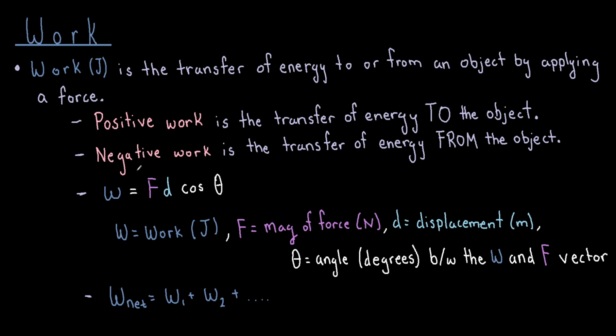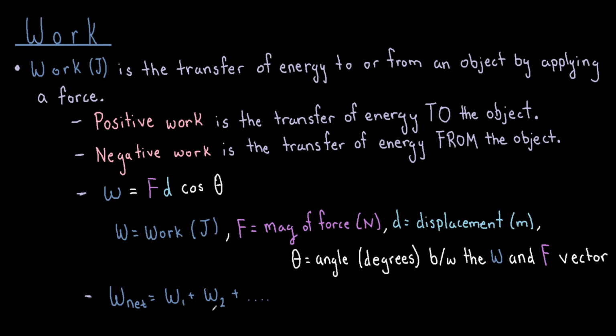And we can use the formula W equals F D cosine theta to find the amount of work done on the object, where W is work, F is the magnitude of the force, D is displacement, and theta is the angle in degrees between the displacement and force vectors. And we can find the total work done on an object by adding all the work components together.